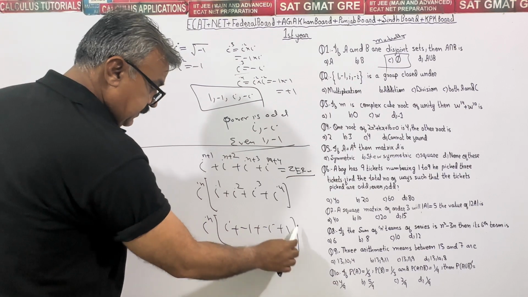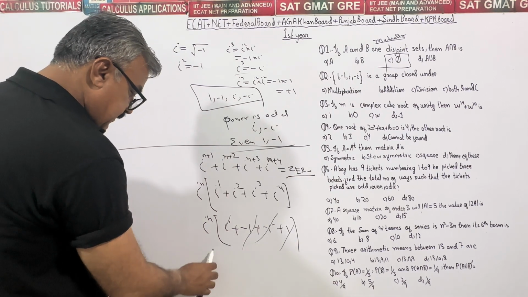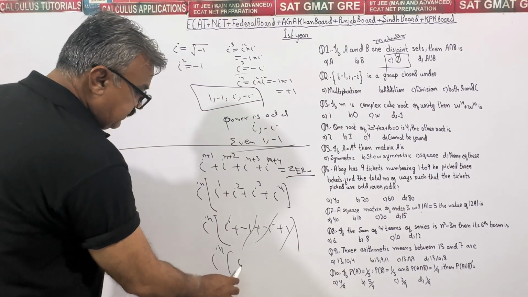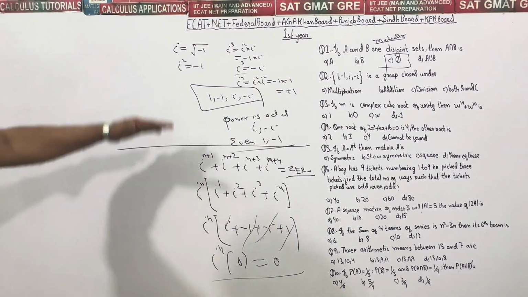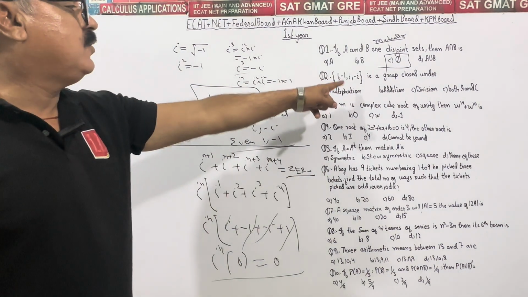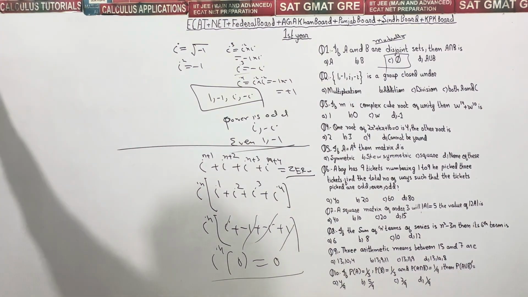Iota to the power 4 means 1: positive, negative, negative, positive, they cancel. Iota raised to n times 0 is equal to 0. A tiny background for iota to understand such questions.